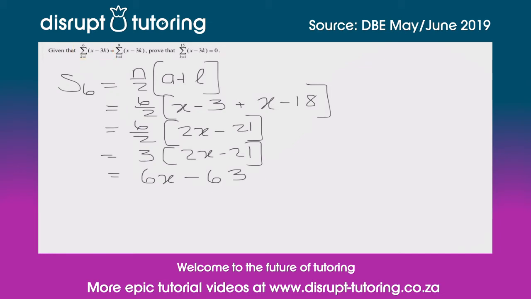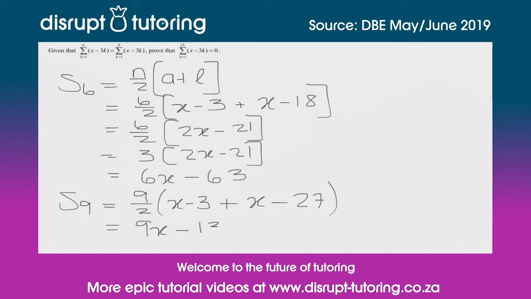Right, let's move on to our second sigma. So we've got S, the sum to 9, is equal to, again, we're going to use our n over 2, which is going to be 9 over 2. And we're going to do our first and last again. So our first term is going to be x minus 3, and our last term is going to be x minus, so 3 times 9 is going to give us 27. And once we simplify that, we will end up with 9x minus 135.